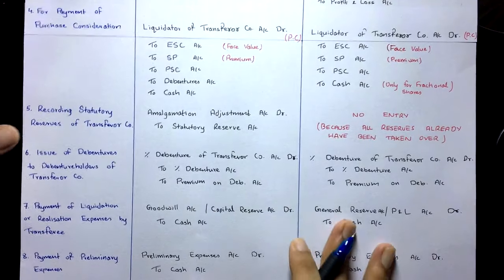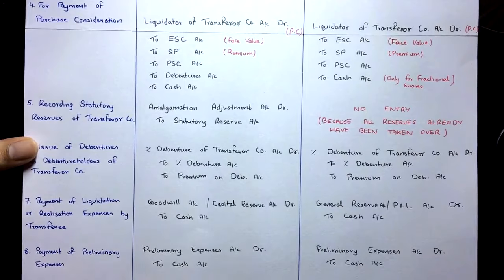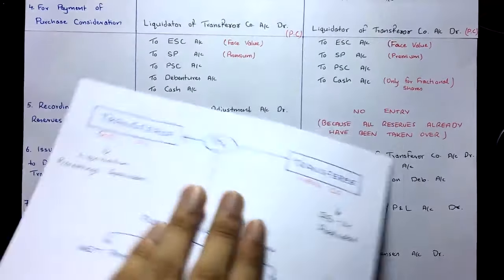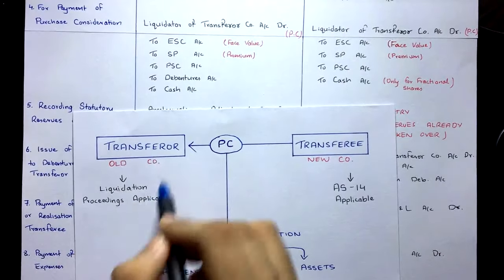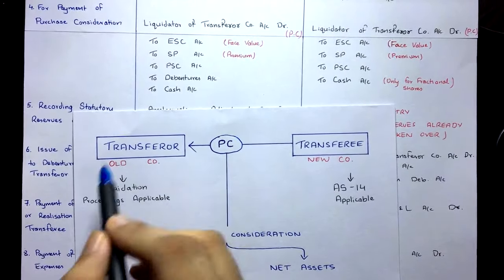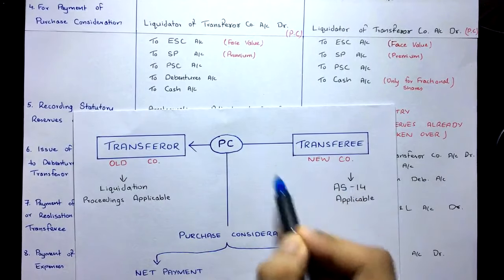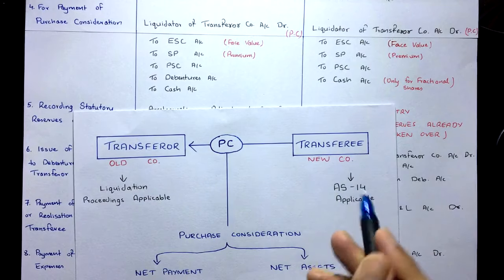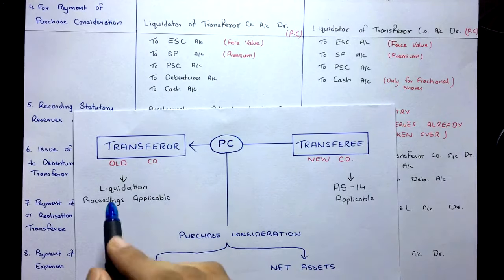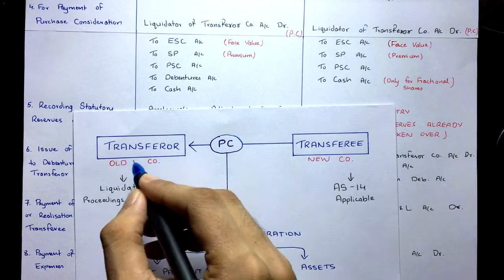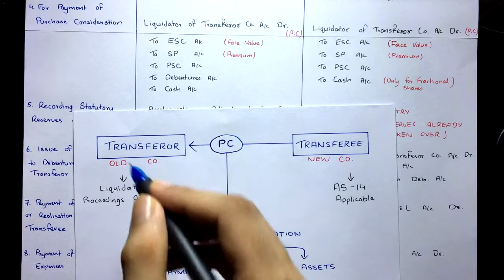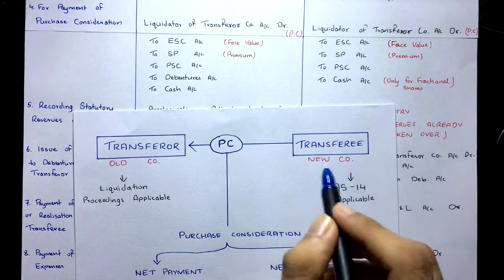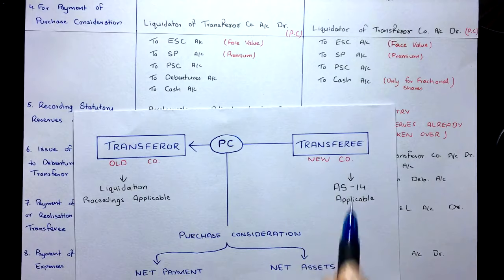Simple entry. Yes. And then the seventh entry is, see here, payment of liquidation or realization expenses by transferee company. If the expenses of transferee company, liquidation or realization, are paid by transferee, then we have to make an entry in the books of transferee because this company is paying, right? If the expenses are paid by transferor only, अगर ये company खुद अपना expense खुद pay कर रही है, then no entry in the transferee company. Okay, remember that. Only if payment is done by transferee, then only you have to pass an entry.